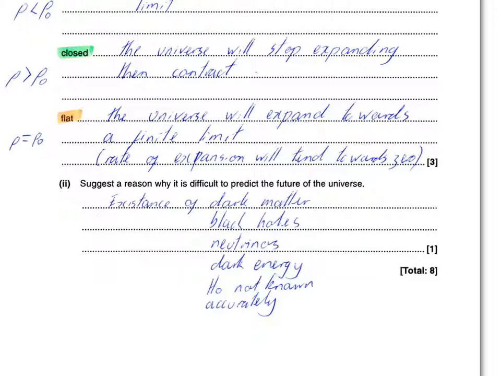the answer. Suggest a reason why it's difficult to predict the future of the universe. Essentially this is either because we're not sure how much matter there is, or actually there's the more subtle point as well. So the existence of dark matter or holes or neutrinos means that we don't know the density that we've got. We've also got the issue that we don't know H0. So if we don't know H0 with great accuracy, then we can't measure the critical density with great accuracy, and therefore can't compare it to a measured density with any great accuracy.